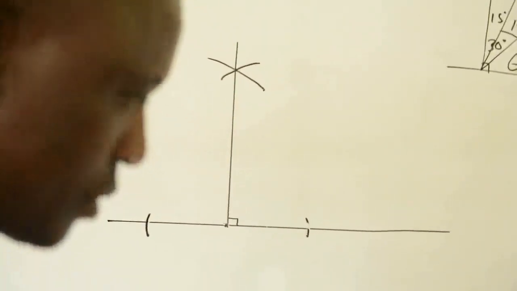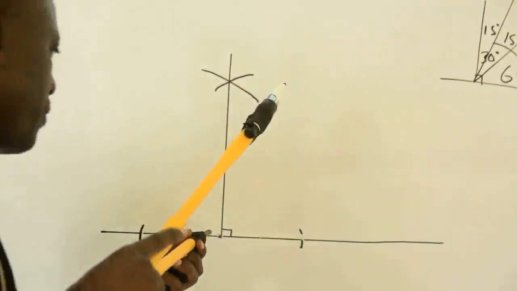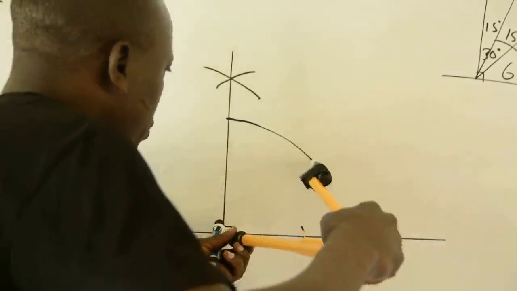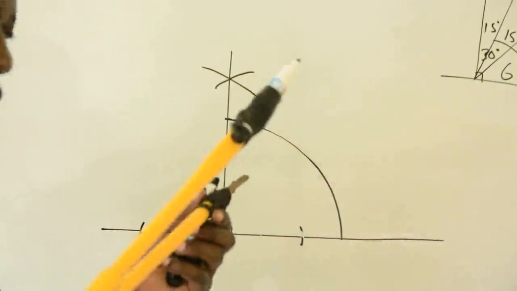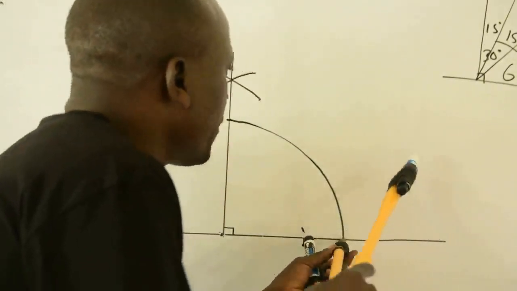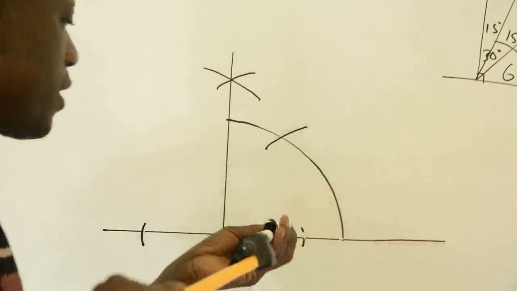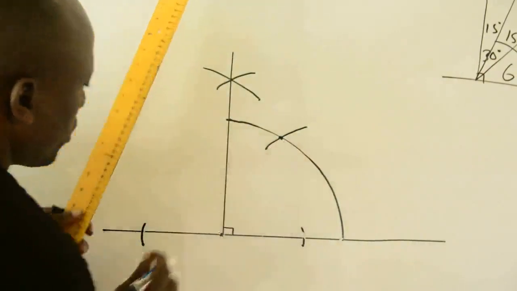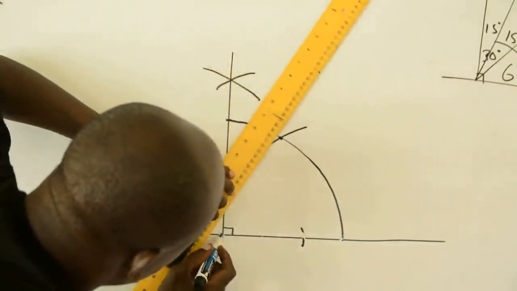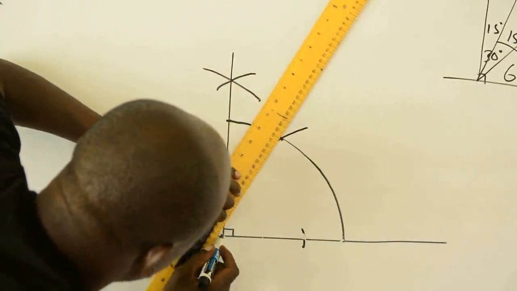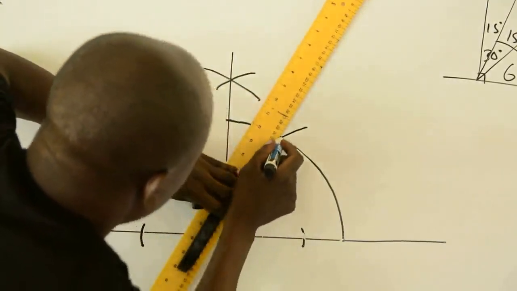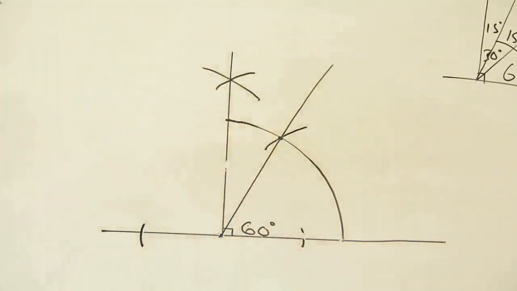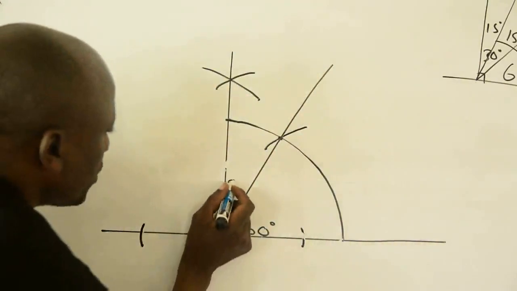Now next, we construct angle 60, the normal way. We stop on the line, with the same radius. Place it here. Then you cut an arc. That is angle 60. Then from this point, we join. Now this is angle 60 degrees. Now we are left with angle 30 here.